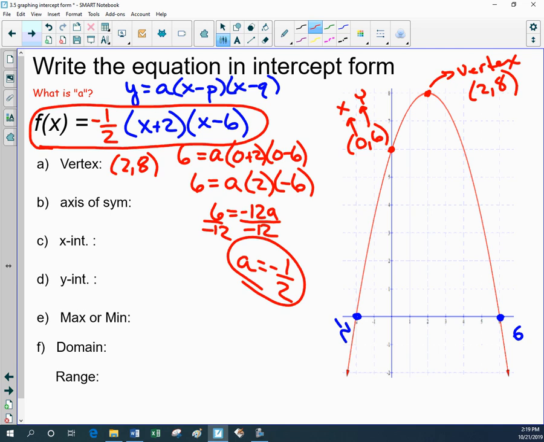Remember that the x-coordinate of the vertex is always the same as the axis of symmetry. So the axis of symmetry is x equals 2. The x-intercepts are -2, 0 and 6, 0. The y-intercept, that's the point that we used to find a. That is 0, 6. The vertex is a maximum. The domain is all real numbers. And the range would be from -infinity to +8.